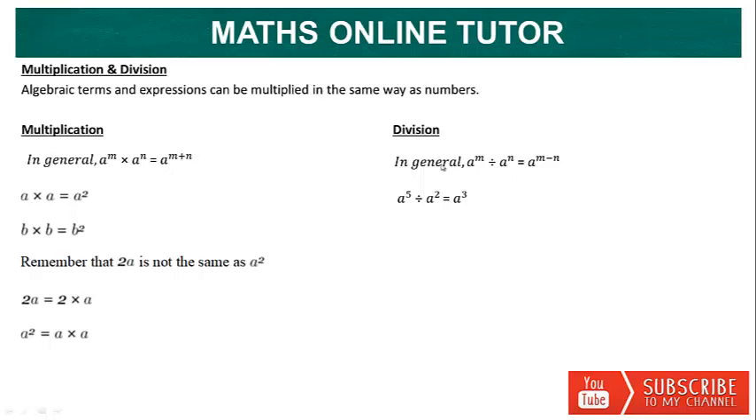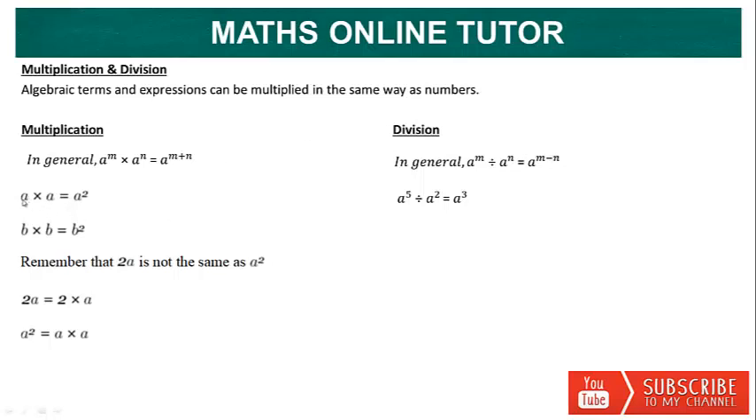When there is a division, it is the opposite. If the terms are the same and there is a division, then the powers will be subtracted. A to the power of m divided by a to the power of n will be a to the power of m minus n. So when we have a multiplication, the two powers add. When we have a division, the powers are subtracted.